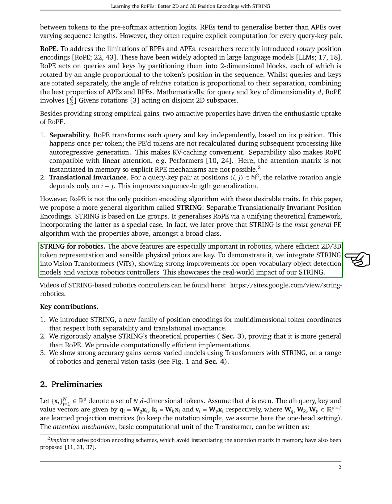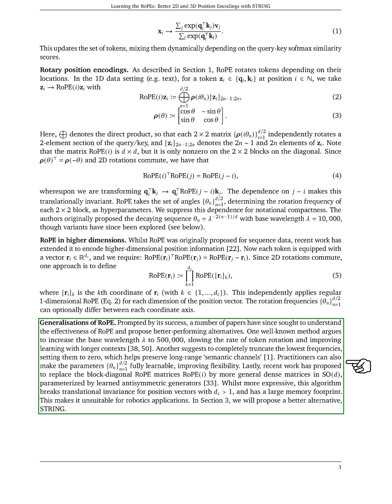We demonstrate STRING's effectiveness by integrating it into vision transformers, ViTs, leading to significant improvements in open vocabulary object detection and various robotics controllers. Our key contributions include the introduction of STRING, a new family of position encodings that maintain both separability and translational invariance. We rigorously analyze STRING's theoretical properties, proving its generality compared to RoPE, and we provide efficient computational implementations. Our results show notable accuracy improvements across different models using STRING in various robotics and vision tasks.